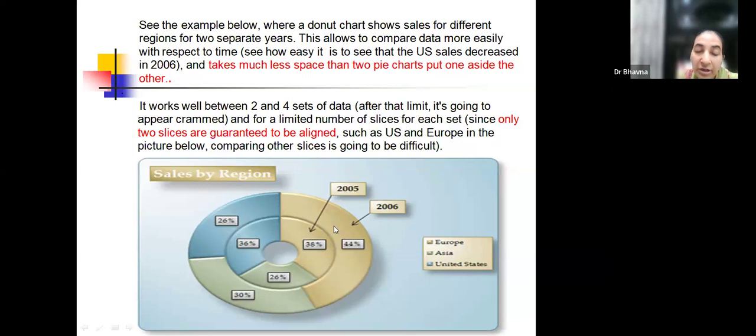So it is very difficult to have cramped data. It is always better to have 2 or 3 categories. Don't go beyond 3, although theory says that you can go up to 7. Don't try to compare more than 3 sets of data in a single donut chart, okay?